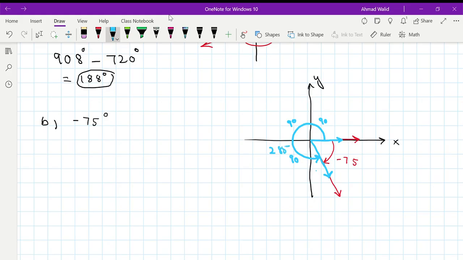How to calculate? You have negative 75 without drawing. You see, if I add 360 to my negative 75, it gives me 285, which is a positive angle, and it's the least positive angle, which is coterminal to negative 75. Correct?